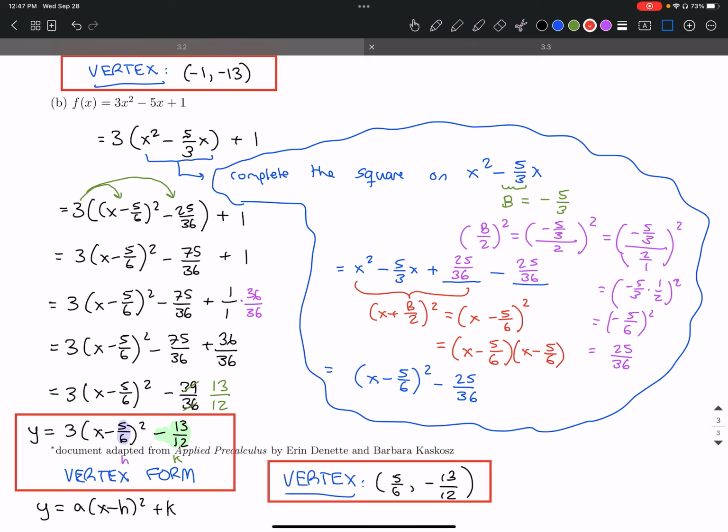Completing the square is a lot to take in, but once you get comfortable with the process, it's not so bad to do. If you need to, you can always Google completing the square, and you can get a ton of other examples in addition to the ones that you see here. If you have any questions, be sure to reach out to me.